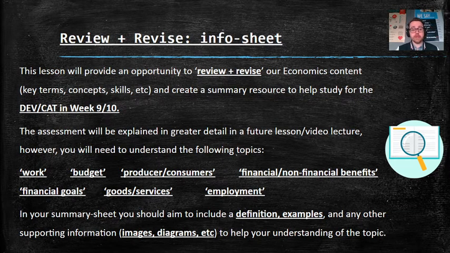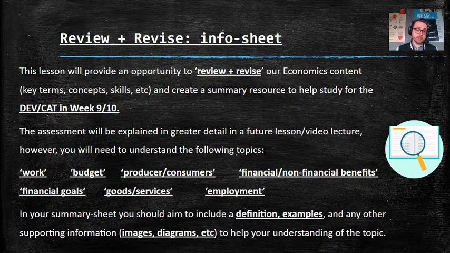So the assessments, both the Dev and the Cat for economics, will be explained in a bit more detail in future lessons, future videos. However, I will tell you at this stage that you need to understand for the Cat and for the Dev the following topics, and these are the topics you're going to include in your info sheet, your summary sheet. So work. What is work? Why do we work? Budget. So what is a budget? What is it used for?